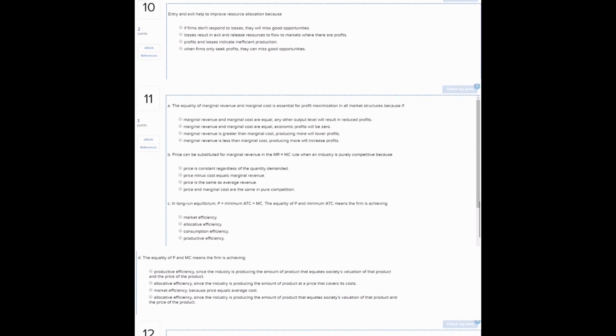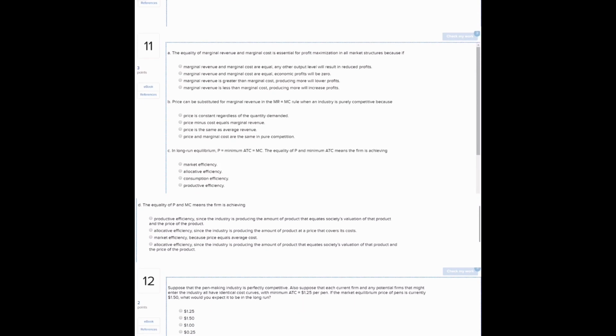Number 10, entry and exit help to improve resource allocation because, and this is about firms entering or exiting the market. One reason that they have that freedom to do so is because of the market structure. So here, losses result in exit and release resources to flow to markets where there are profits. And that's an important thing to know, is that resources follow profits. So the losses in a market structure like this will allow that easy entry and exit, and firms can take their resources elsewhere to markets where profits are possible.